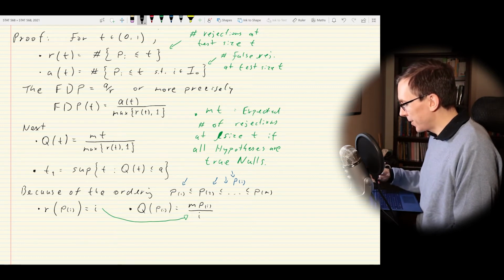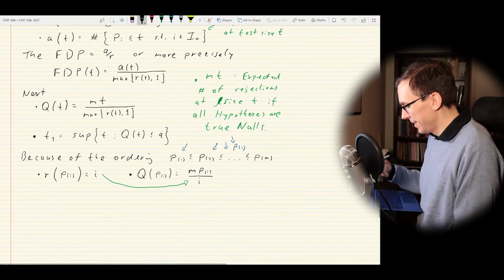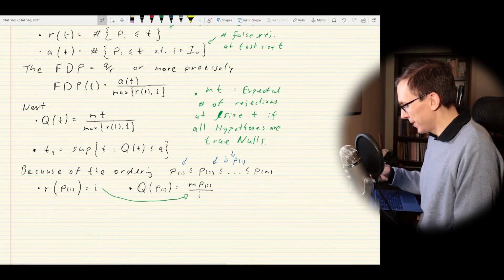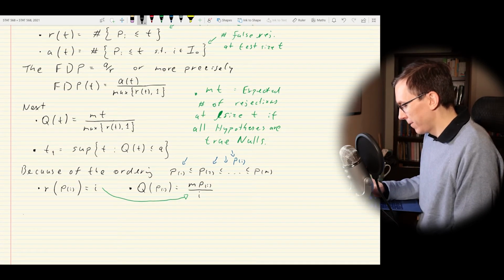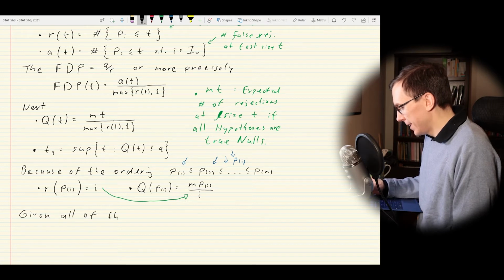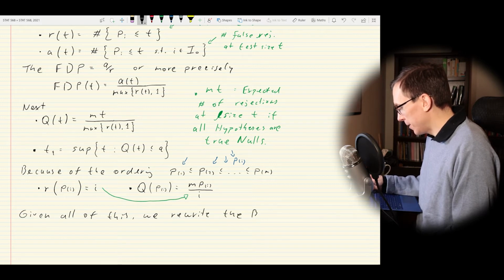Yes, so given all of this notation, let's see if I can keep it all on the screen for a moment longer. Given all of this, we rewrite the, I'll call it BH rule, rejection rule.